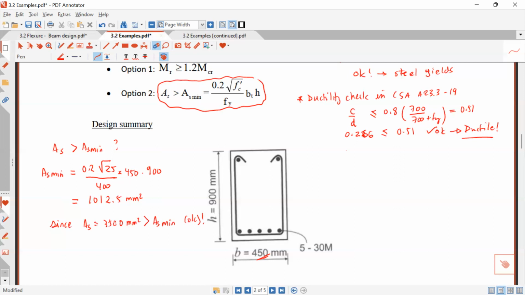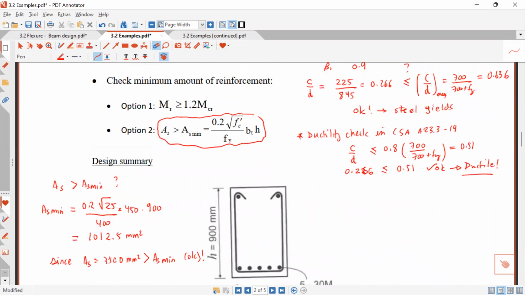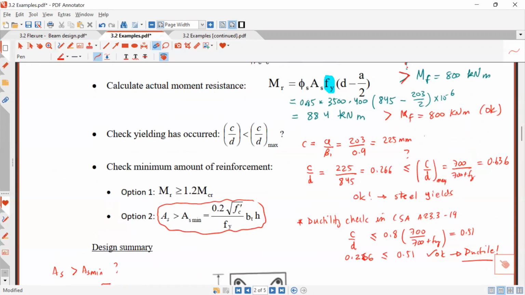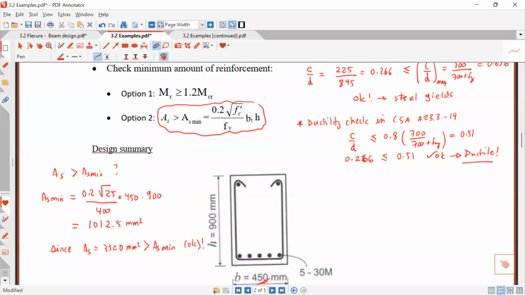Shane is asking, can I do Mr larger than 1.33 Mf? Yes, but here you're going to see it's not, right? Because we're trying to be efficient. We find 884, it's larger than 800, but it's not 1.33 times larger. So if I had put a lot more steel, then you can skip this As min check. But usually we don't do that, Shane. So we do this As min check all the time because we try to be as efficient as possible.